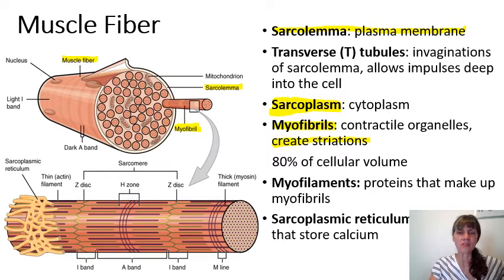So myofibrils are where contraction occurs, and they also are responsible for the creation of the appearance of striations. 80% of the volume of a muscle fiber is made up of myofibrils. We also see inside the sarcoplasm lots of mitochondria. The term mitochondria is plural for the singular term mitochondrion.